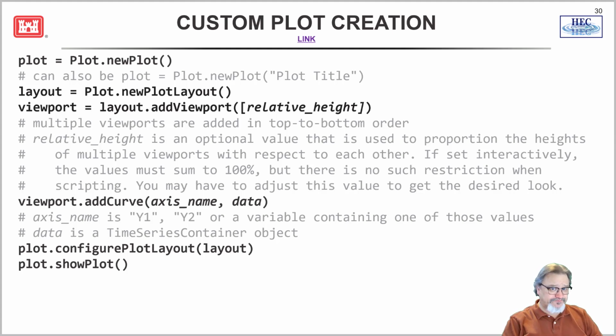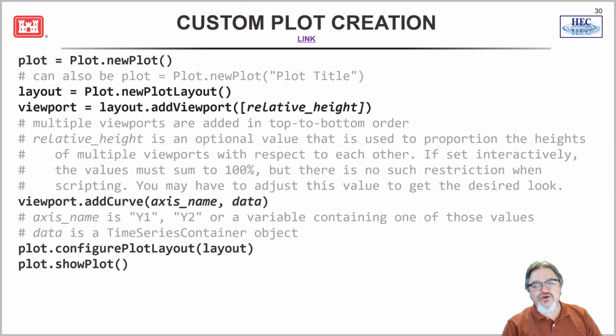Instead of adding data, we get a layout. We create a layout by calling plot, capital P plot, dot new plot layout, and capture that into a variable, and I usually call that layout. And within that layout, then we can start adding viewports to the way that we want them to be arranged. Viewports are always added top to bottom. So if you're adding multiple viewports, of course, if you're not adding multiple viewports, there's no reason to use the custom plot creation. So just remember that they're added from top to bottom, and you can give them an optional relative height.